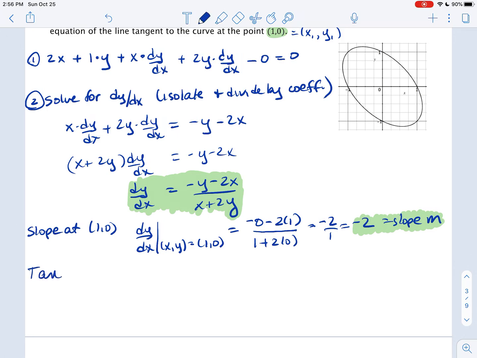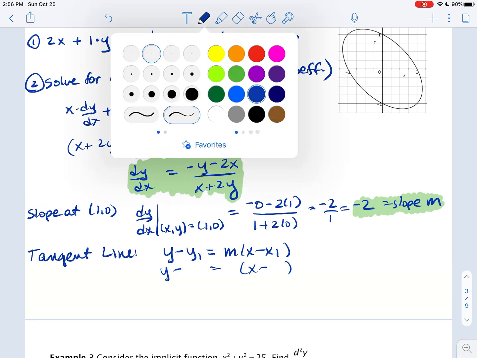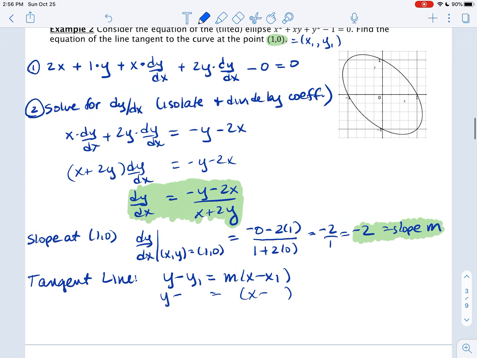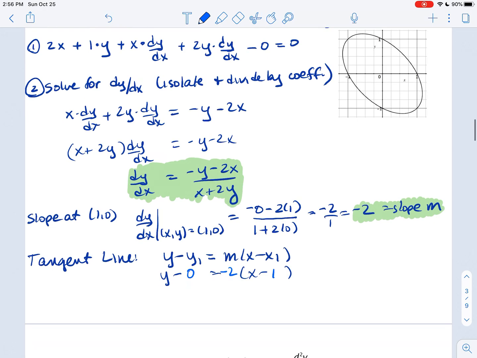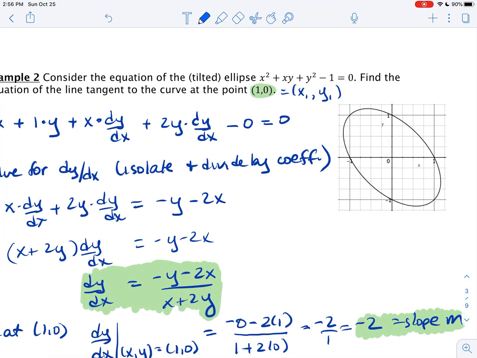Okay, and then we know in finding the equation of our tangent line, we use our point-slope form. So that's going to be y minus y1 equal to m times x minus x1, and I'm just going to plug in my values and solve for y. And what are my values? My y1 is 0, my slope is minus 2, and my x value is 1. And when I clear my parentheses and solve for y, I end up with minus 2x plus 2. And that is the equation of my tangent line at that point, 1, 0.